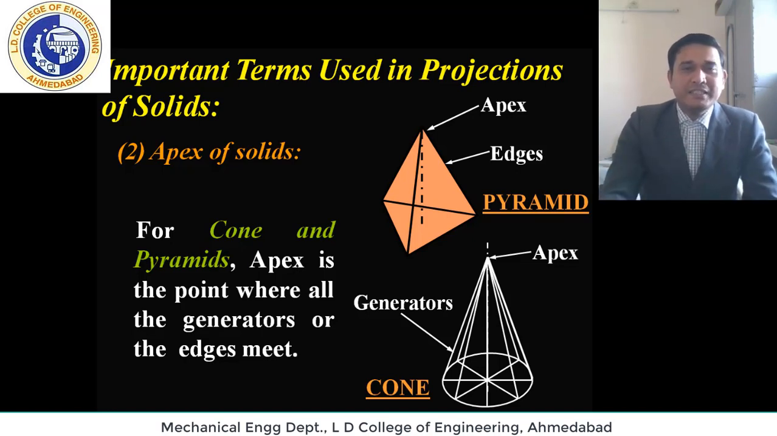Apex is nothing but the point where all the generators or edges meet at a single point. In the case of the cone, all the generator lines meet at one point. This is called the apex. While in the pyramid, all the edges meet at one single point. It's known as the apex. Okay, very good.